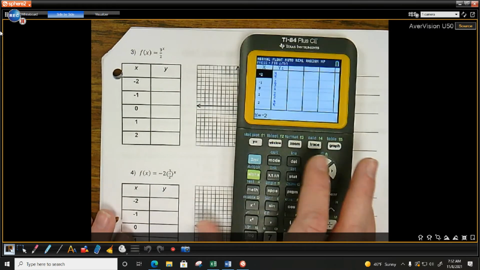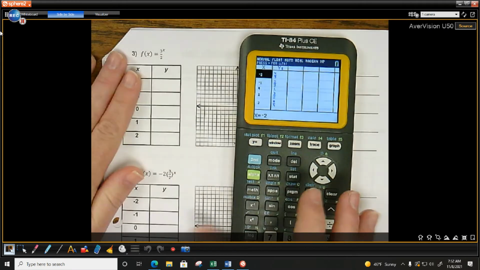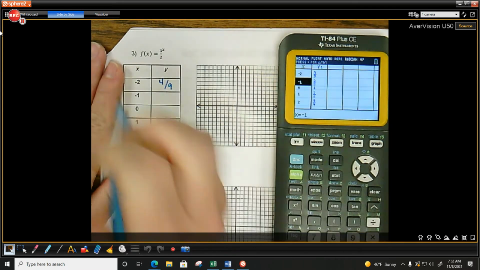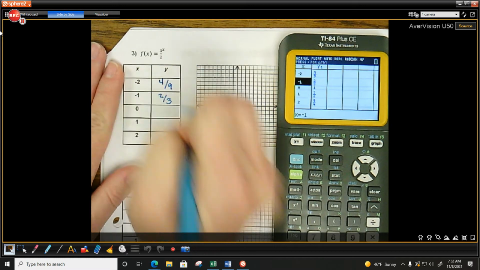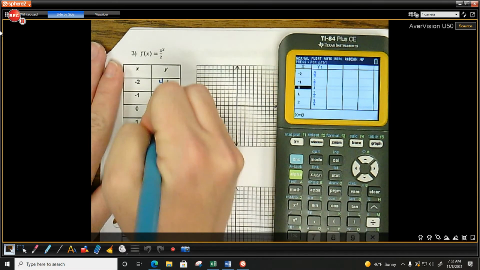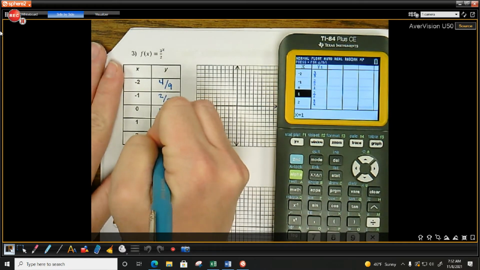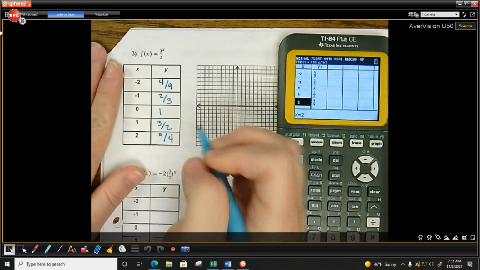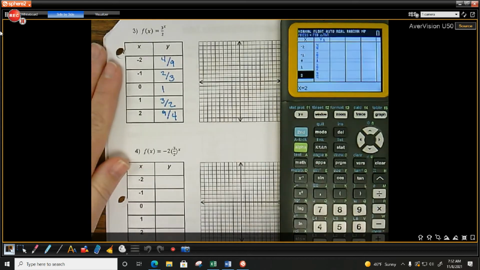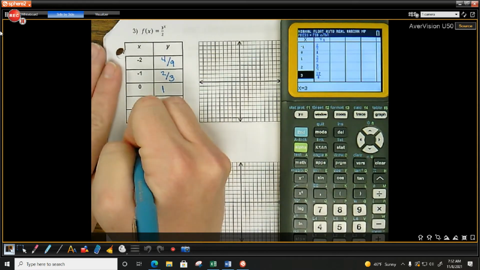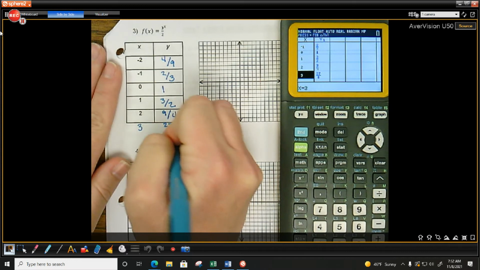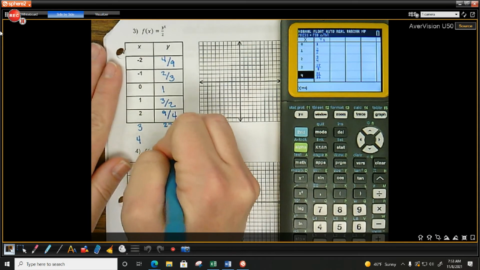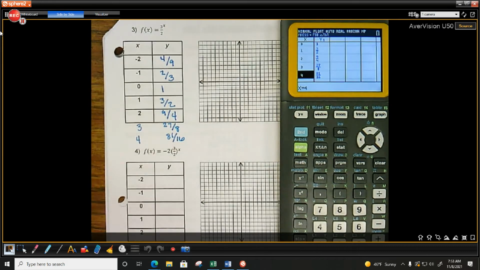-2 is 4/9. -1 is 2/3. 0 is 1. 1 is 3/2. 2 is 9/4. I want to extend it a little bit, okay? Because more points fit. 3 is 27/8, and then 4 is 81/16. Okay? So I extended it a little bit more because more points fit on the graph.